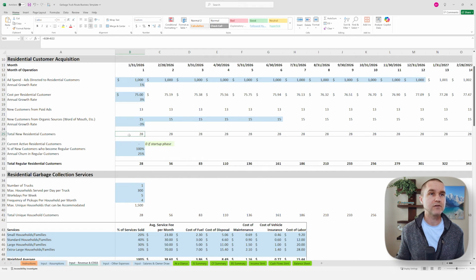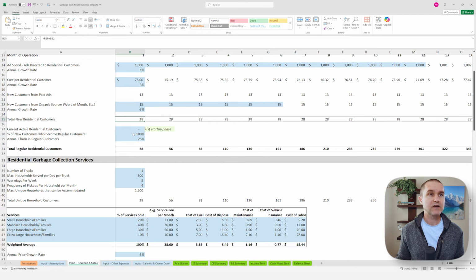So here's our 28 new residential customers for the month. And we're going to assume that 100% of those new customers will become regulars, right? So we're not doing any one-time pickup service. If you're signing up, we're assuming you're signing up as a regular monthly customer. And then here's your annual churn rate. So this is assuming 25% of your regular customers will cancel each year.